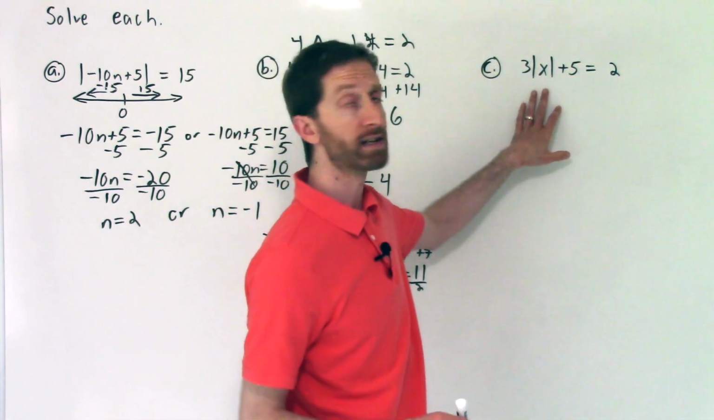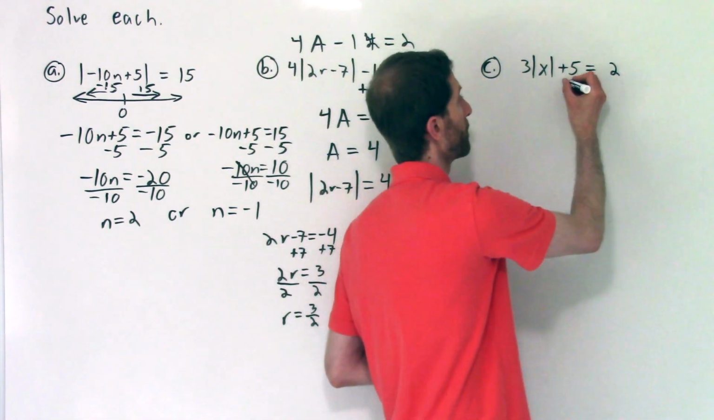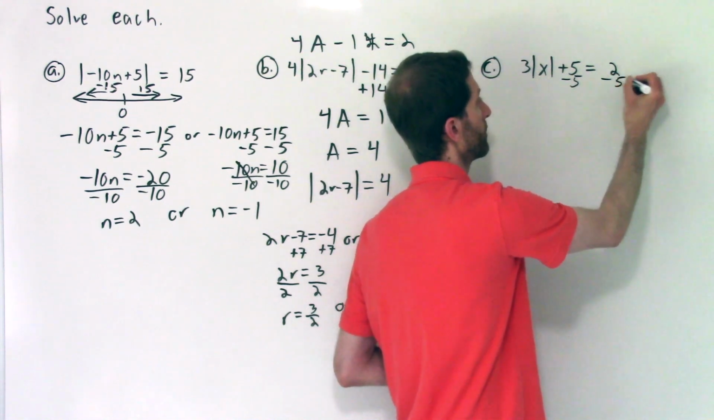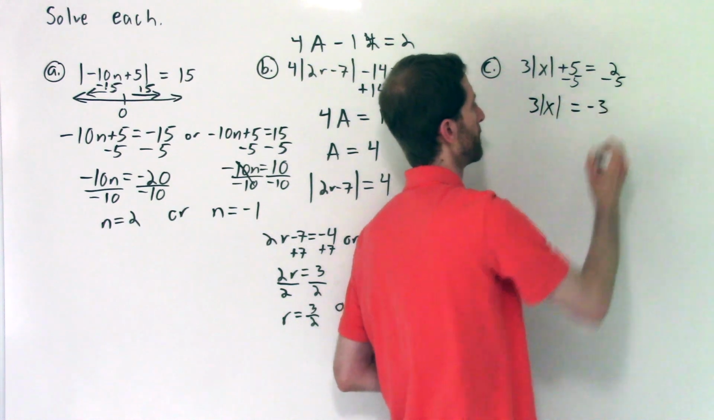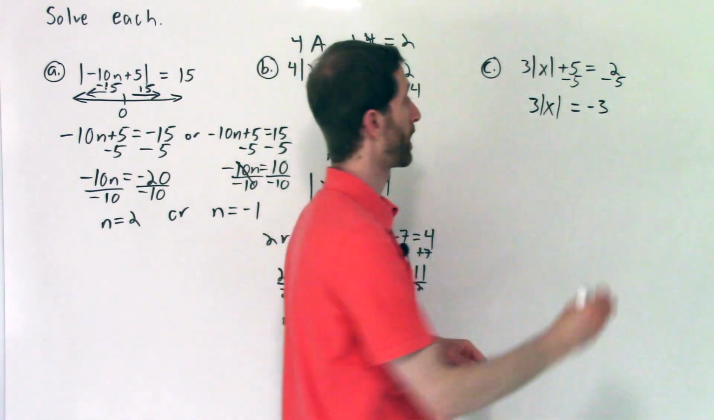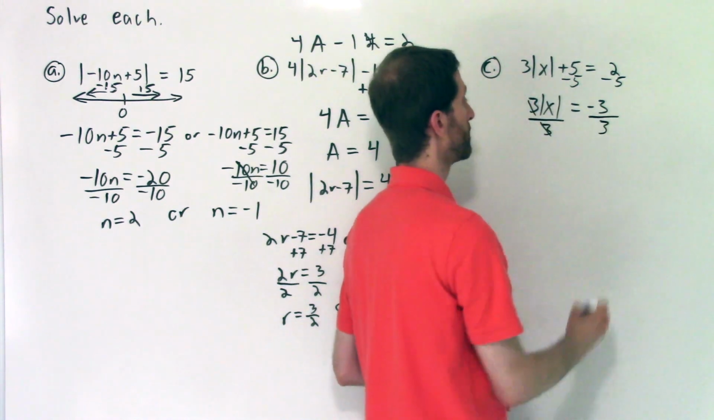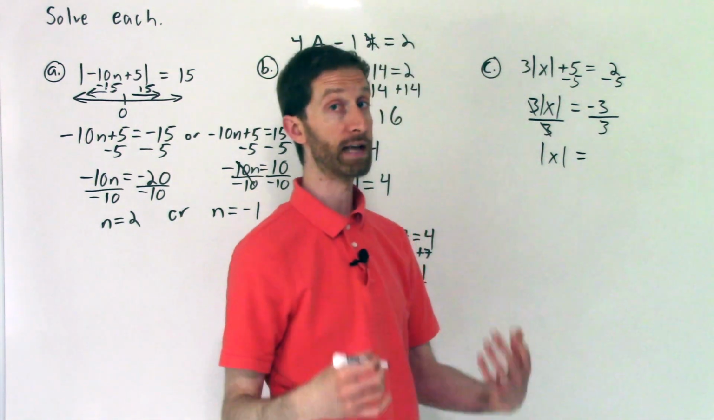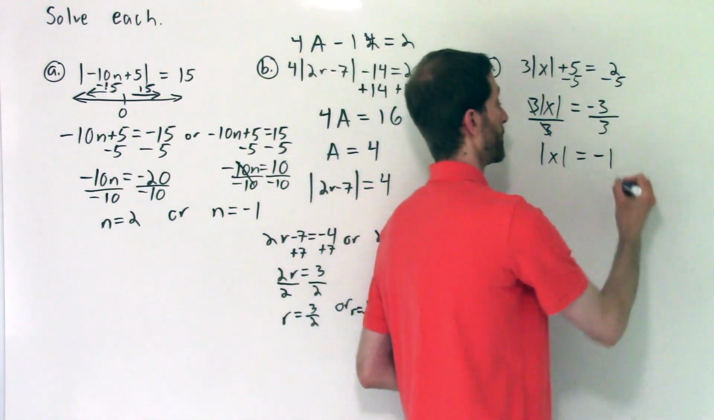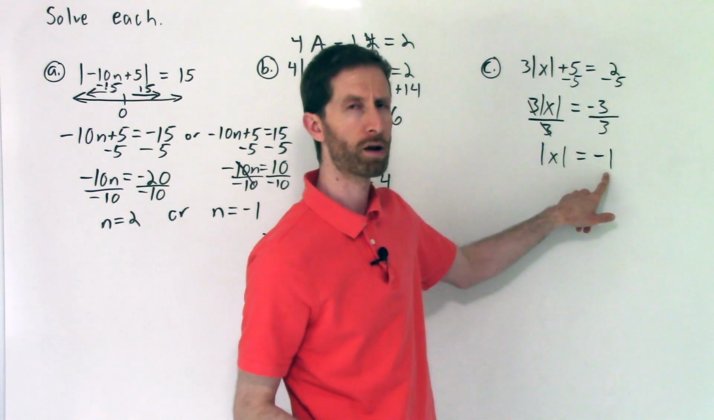We're going to, again, isolate the absolute value, but something interesting is going to happen here. So I subtract 5 from both sides, and I get 3 times the absolute value of x is equal to negative 3. Then I divide by 3. Again, I want to isolate the absolute value. So I do that, and I get the absolute value of x equals negative 3 divided by 3, which is negative 1. So this says the distance that x is from 0 is negative 1.